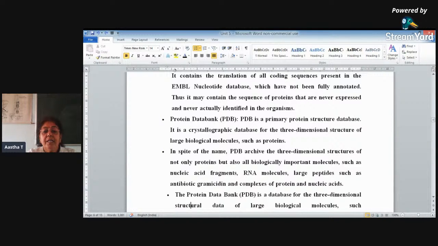PDB archives the three-dimensional structure of not only proteins but all biologically important molecules. It doesn't include only proteins. It includes other biological molecules also, such as fragments of nucleic acids, RNA, peptides, etc.